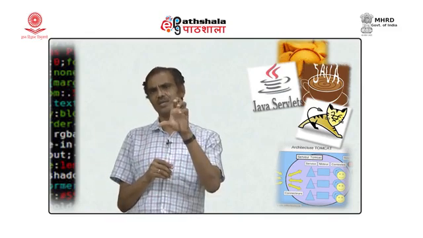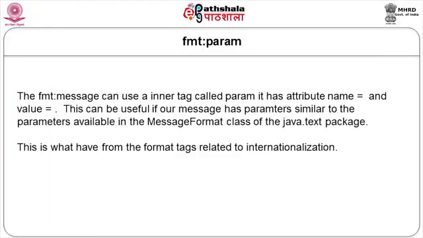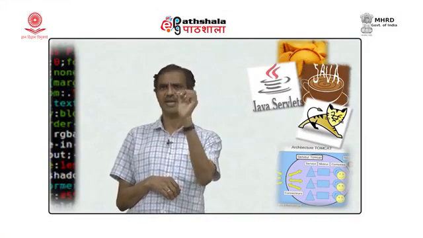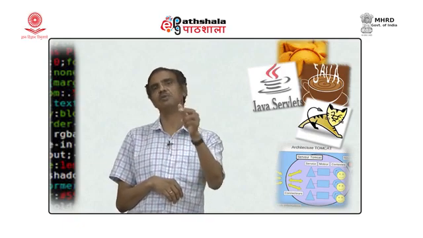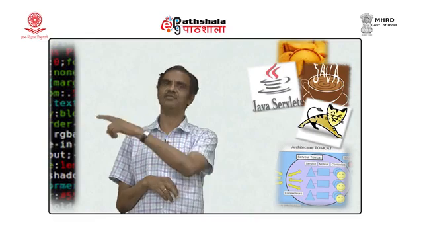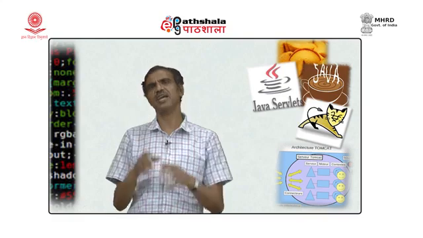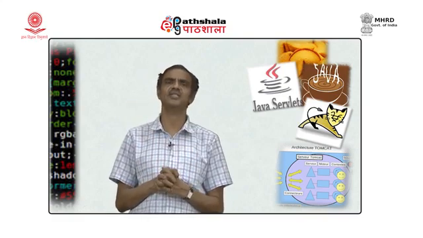Another thing, we might sometimes have a formatted message, the MessageFormat class of the java.text package. If that is being used, we understand that it can have parameters. So, if you want to pass parameters to that, our fmt:message can include an inner tag called param, where we will say fmt:param name equal to and value equal to. That is something which can be used here. So, that is what we have in the format tags related to internationalization.